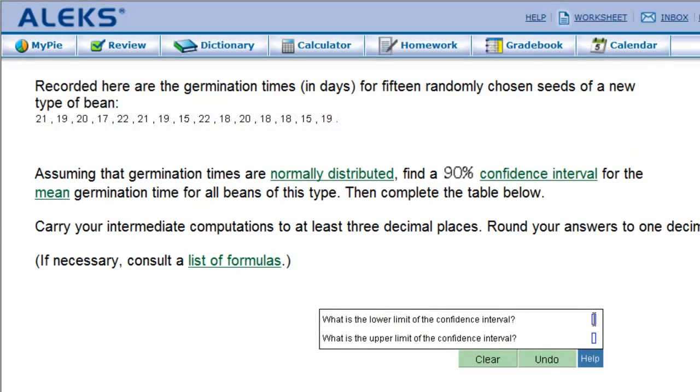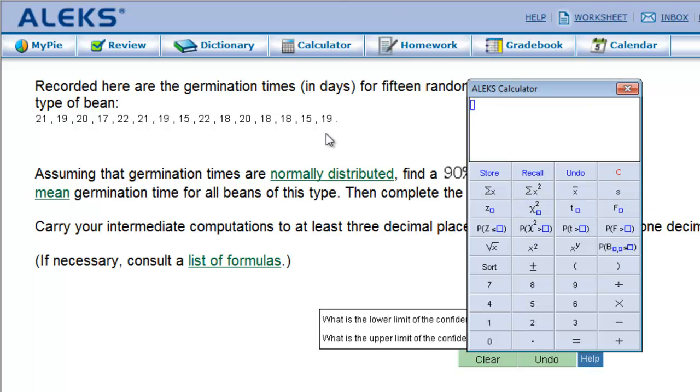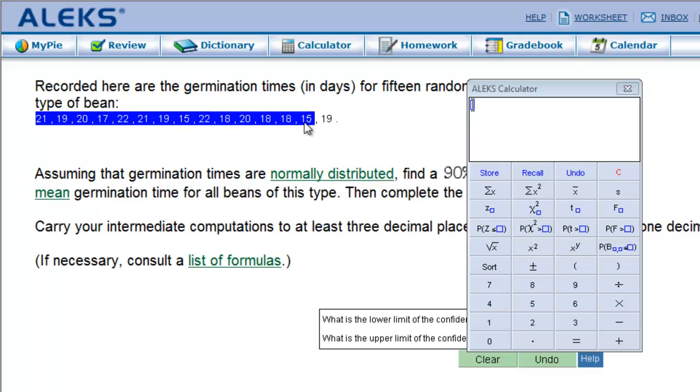Okay. Once again, they're going to give me data. Great. How do I deal with data? First, I'm going to find the sample standard deviation. So select the values, hit S.